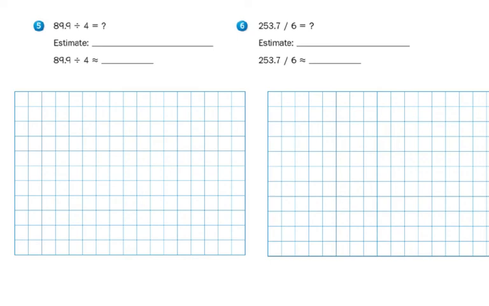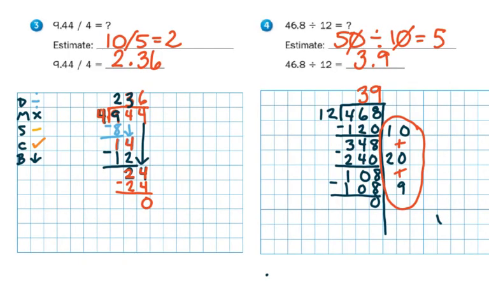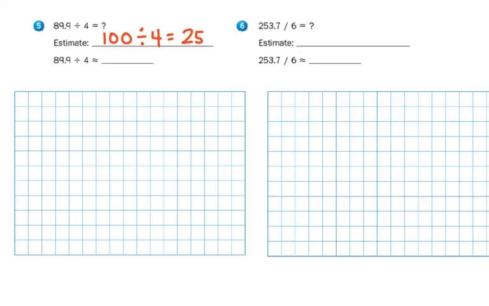Number 5, 89 and 9/10 divided by 4. 89 and 9/10 is closest to 100, and I can easily divide 100 into 4 equal parts, which would be 25. Do you see this little symbol right here? It looks like it equals, but it has a wave to it. It means approximately. Notice how that's different from up here. That number divided evenly. These will be approximately.